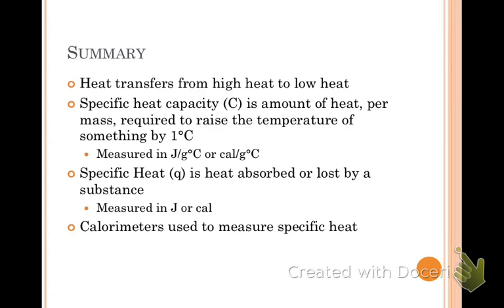So hopefully this will be helpful. Remember the units for each of the variables. And remember what the variables are, what they each stand for. That's the biggest thing for this unit, or this little lesson.